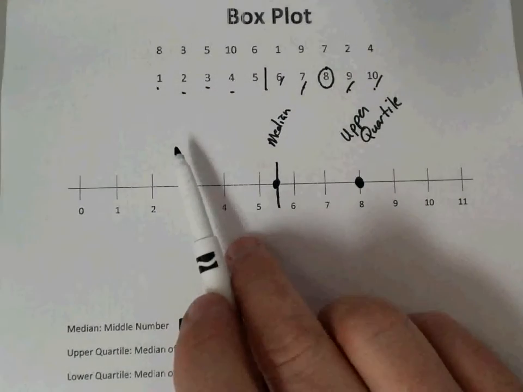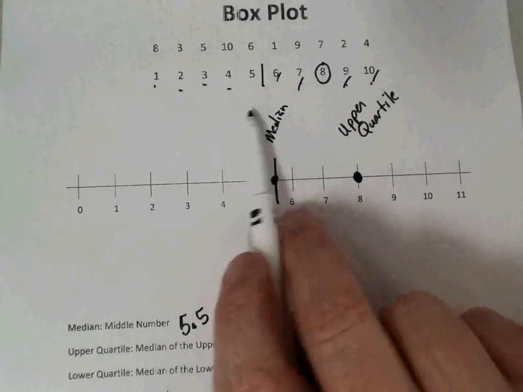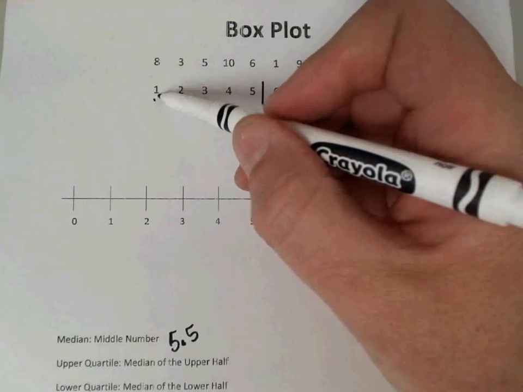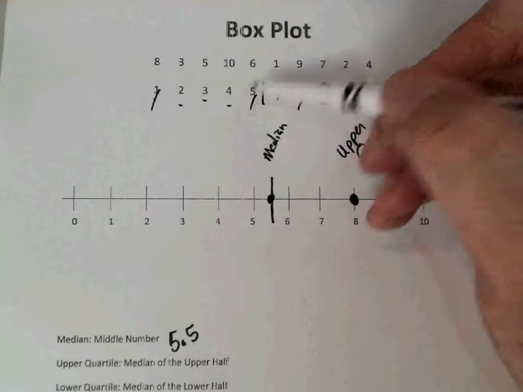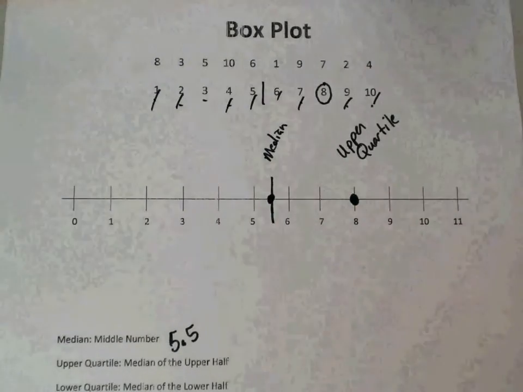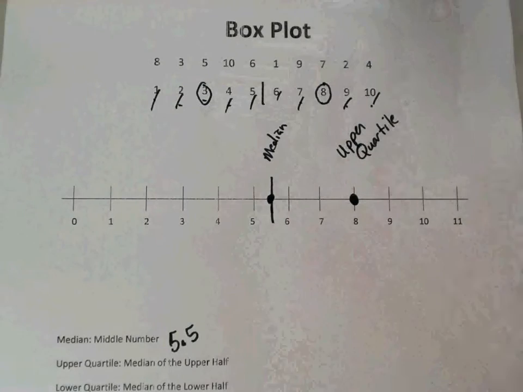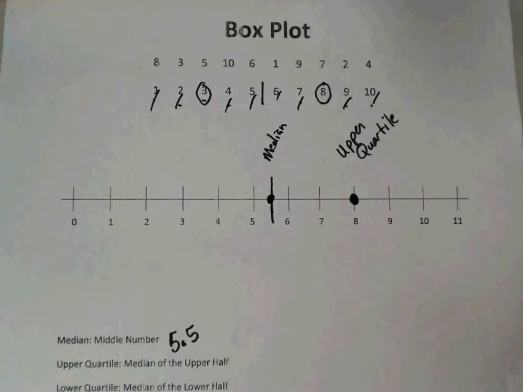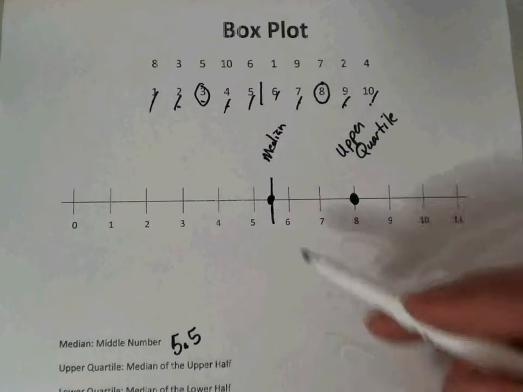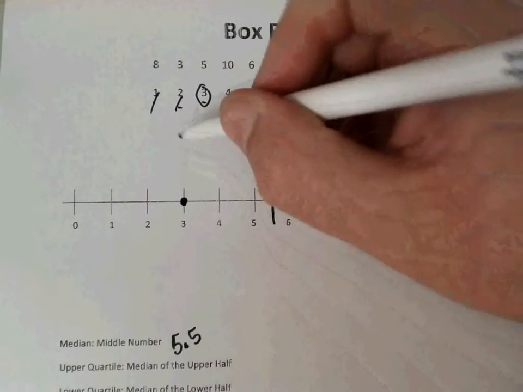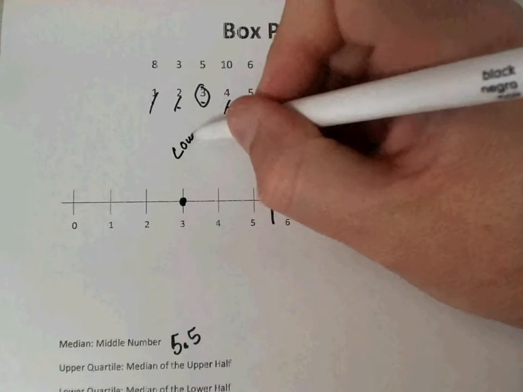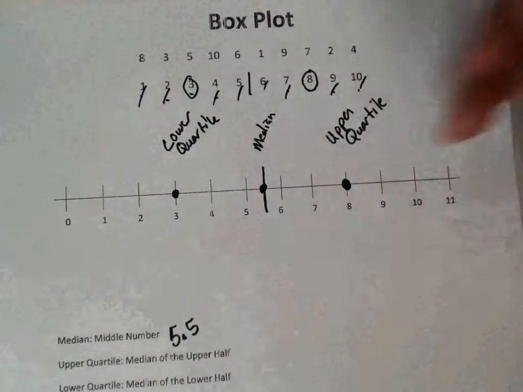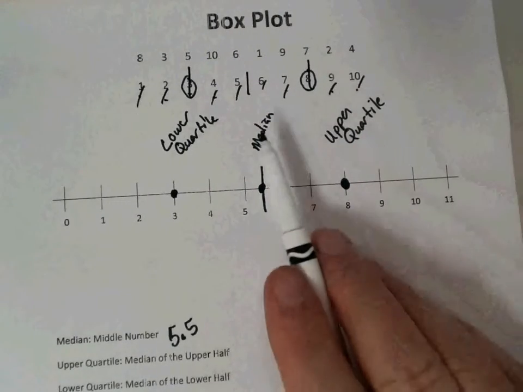Now I'm going to do the same thing with the bottom half. I'm going to take my lower half and figure out what the middle number is here. Once again, I'm checking off numbers until I have a single center number, or it could be 2, in which case I'd have to find the middle of those two numbers. In this case it's a 3, so I'll mark my lower quartile as a 3.